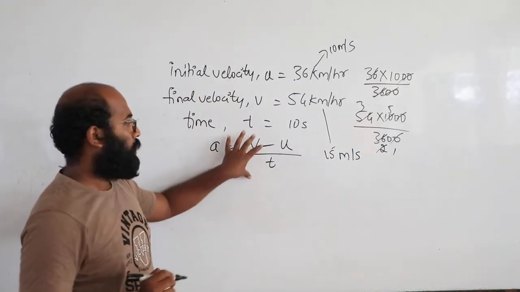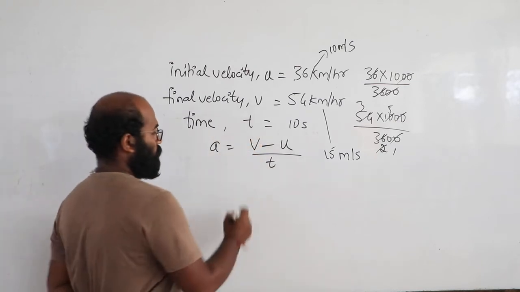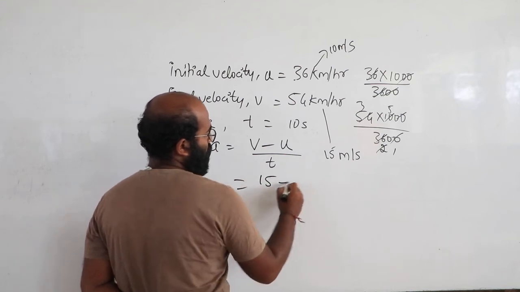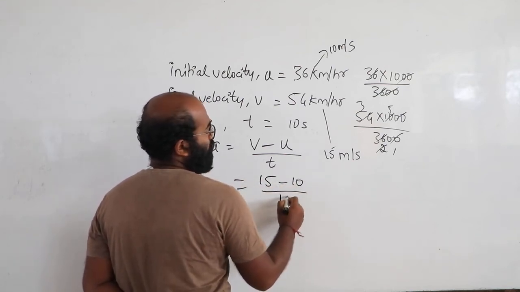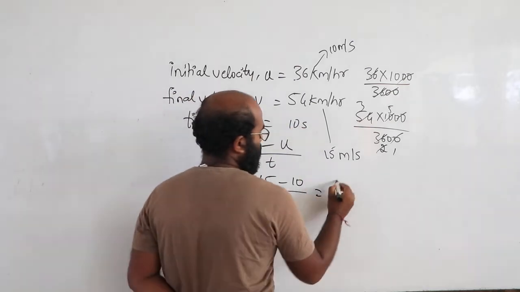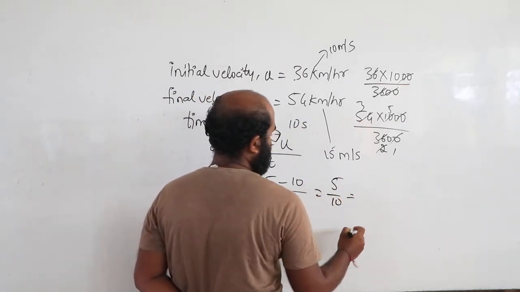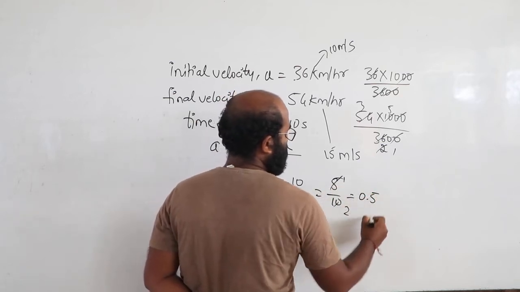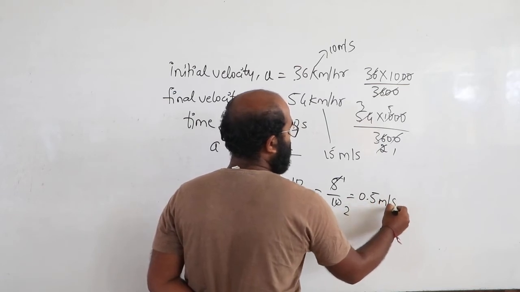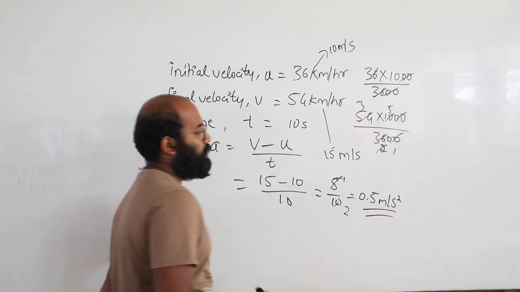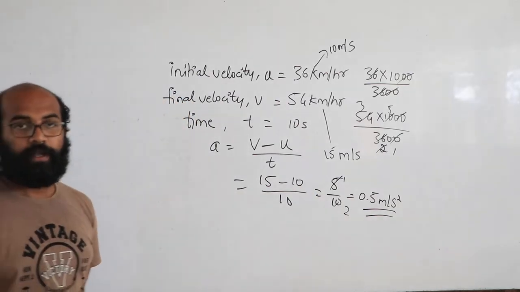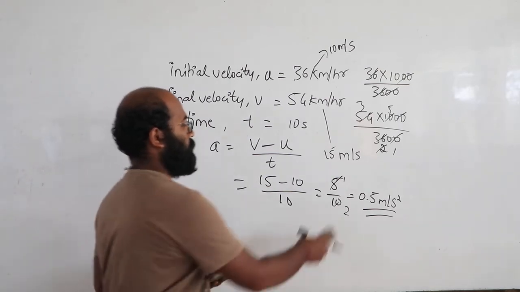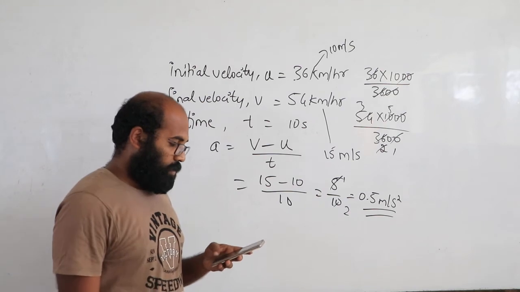So later you can substitute this in the equation. v is 15, u is 10, time is 10. So 15 minus 10 is 5, by 10, that is 1 by 2, that is nothing but 0.5 meter per second square. So the acceleration is 0.5 meter per second square. So this is all about the acceleration. Next.